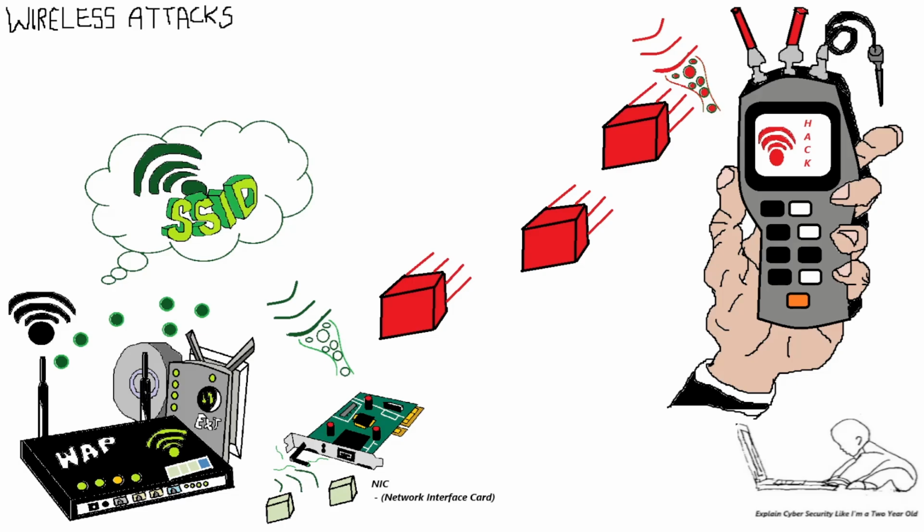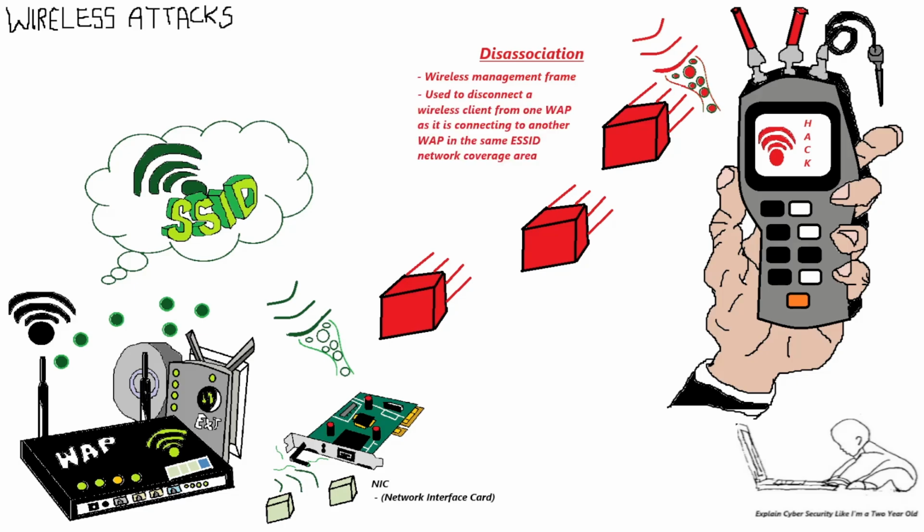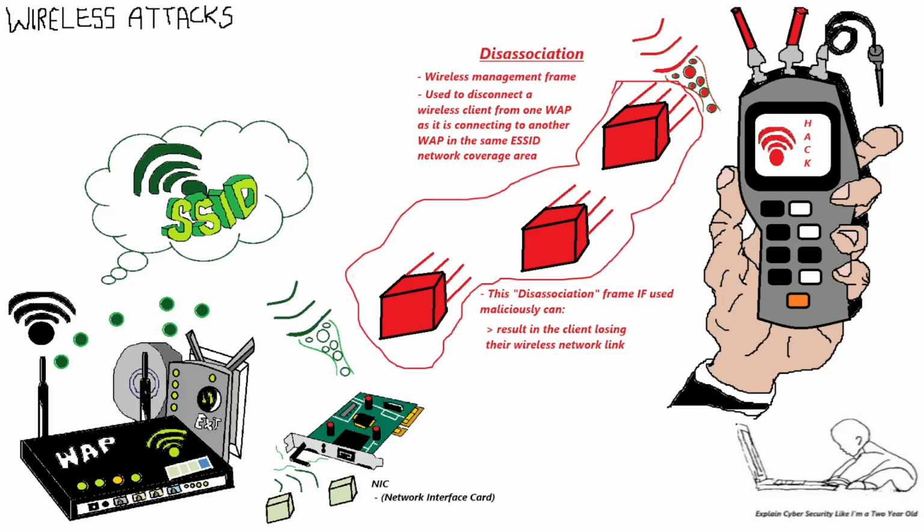Well, one of the many types of wireless management frames is known as the disassociation frame, which is used to disconnect a wireless client from the wireless access point as it is connecting to another wireless access point in the same ESSID network coverage area. Whilst this frame is a legitimate frame, if used maliciously, the client, aka connected wireless client, can lose their wireless link, aka be booted off the wireless network, through sending just this one disassociation frame.